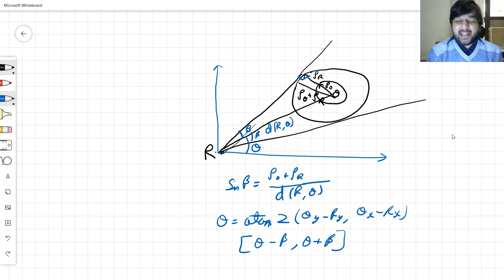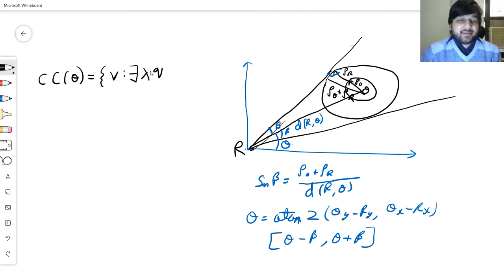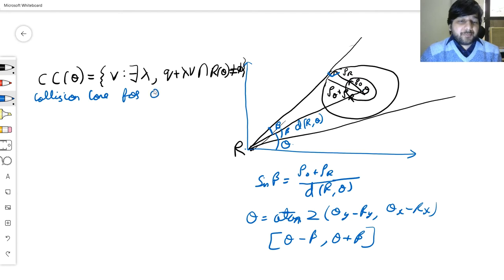Now, let me write it down a little bit more formally. I say the collision cone defined by the obstacle O is given by any velocity vector V such that there exists a lambda such that Q plus lambda V intersection the occupancy of the inflated obstacle R is not equal to null, where this is called the collision cone for obstacle O.